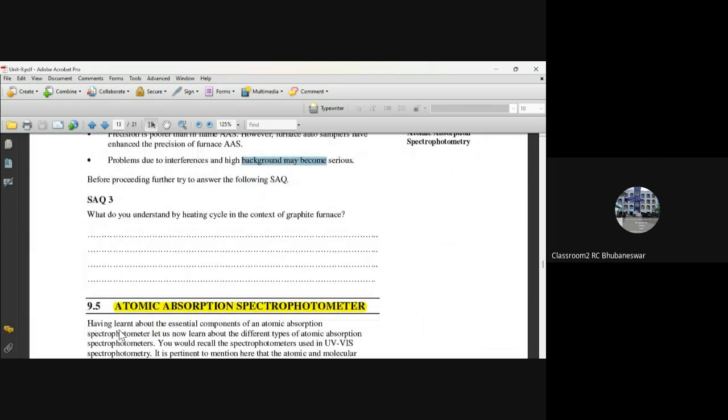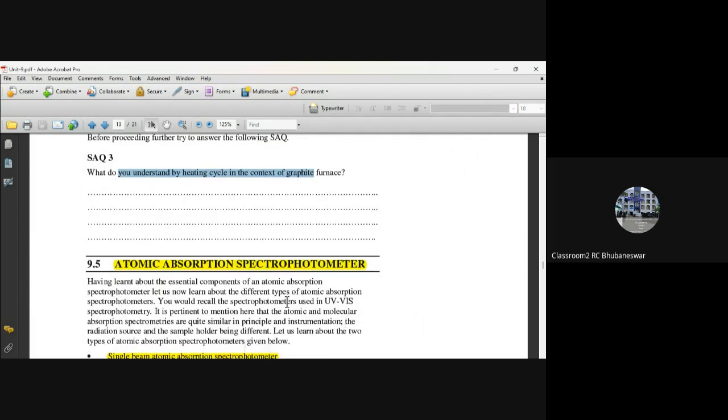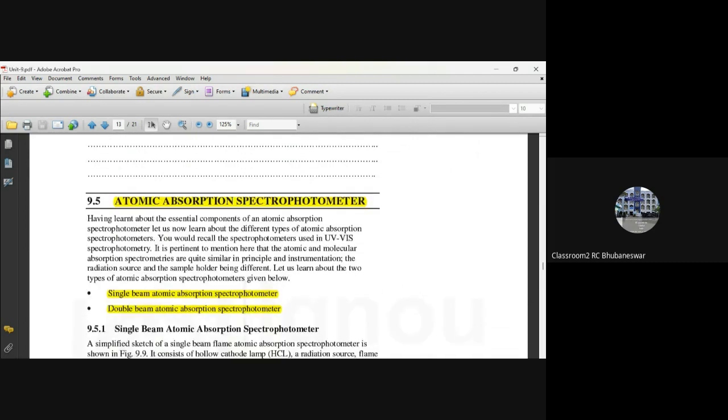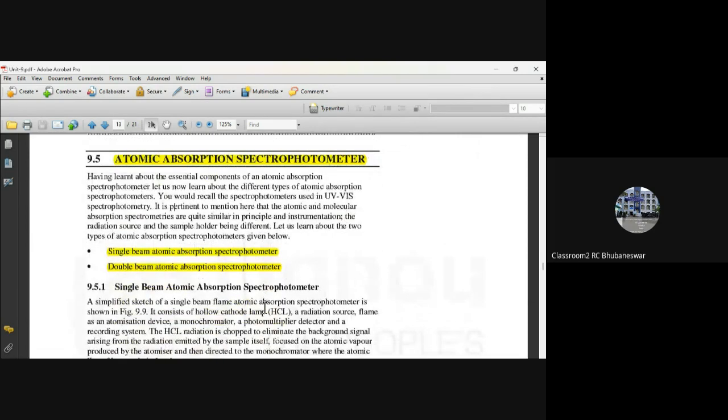See, what do you understand by heating cycle in the context of graphite furnace? I have already discussed that. So in the material, everything is there for you.